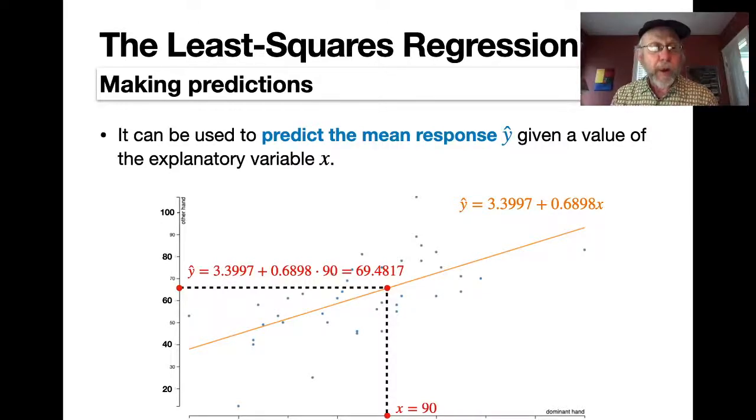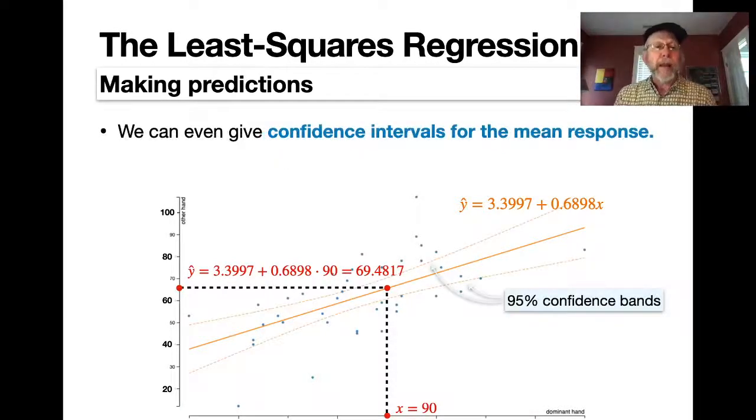Now, that mean response of 69.4817 is our estimate for the population mean. Like any estimate, it would have a confidence interval associated with it. And what you see in this slide are the so-called confidence bands associated with 95% confidence. So for every x value, the associated mean response would come with a confidence interval, and those confidence bands just outline the upper and lower bounds of the confidence interval for each possible x value.